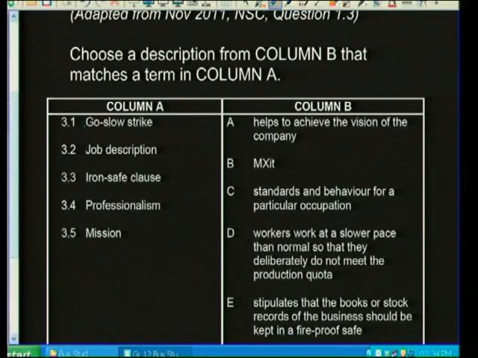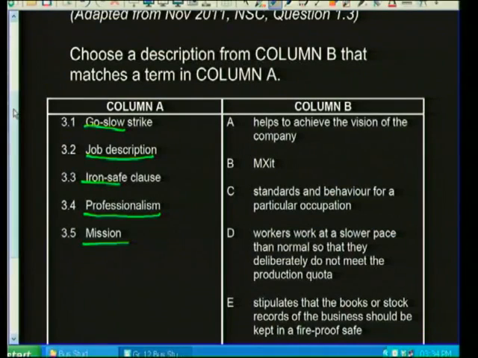Let's start with the words go-slow strike. That indicates to me that the workers are going to slow the pace at which they're doing the job. Second one, job description. The word description tells me that it describes the job that you need to do. Unsafe clause. That refers to some kind of safe that must be very strong. Professionalism, we have had that before. That's the way in which you conduct yourself in the business. Mission, we know that businesses normally would have a vision, a mission, and goals. So that's got something to do with that.